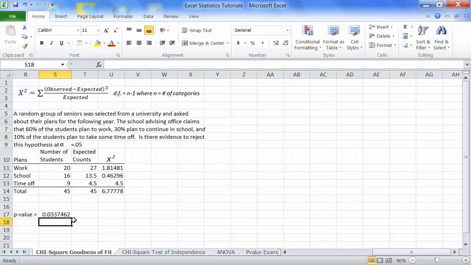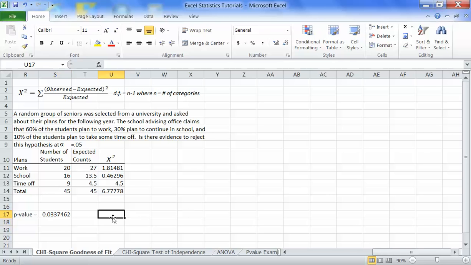0.03, and so on. Well, 0.03 is less than 0.05, so I would reject the null hypothesis. So in this case, there is evidence in the data to suggest that the plans that students have after graduation is not the same as what the school advising office is claiming.